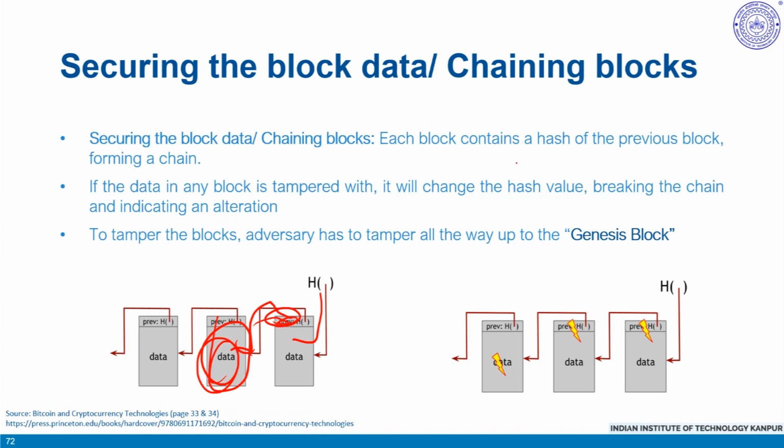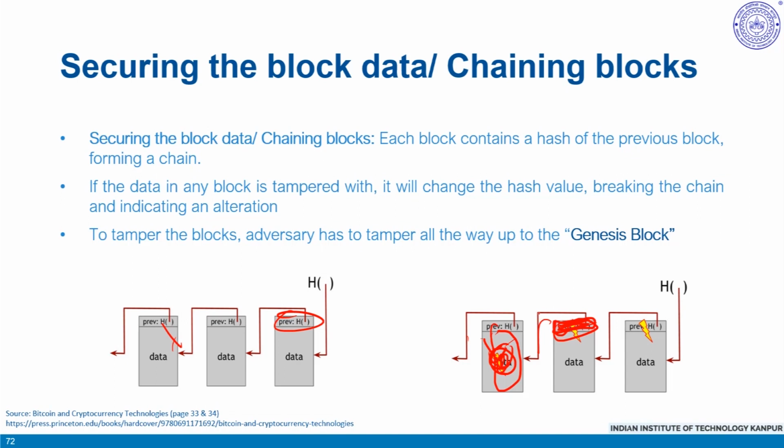A hash pointer also gives you a way to verify that the information hasn't changed, because of this hash inside it, the hash of that information. So if the data in any of these blocks is tampered, let's say here I tamper with this block, it will change the hash value. So the hash value of this block will change, breaking the chain and indicating the alteration. Because the hash will change, it will not match with this header where the hash pointer is stored.